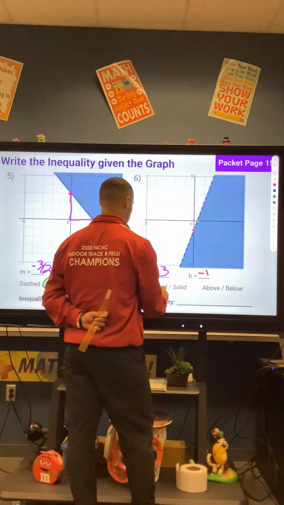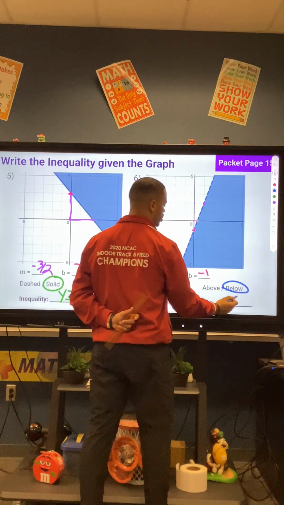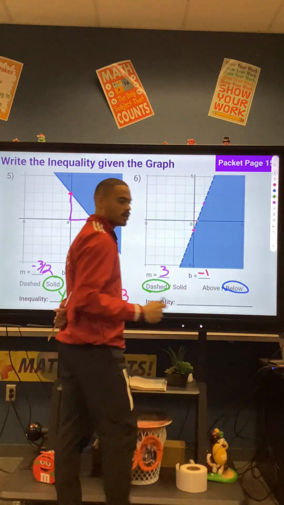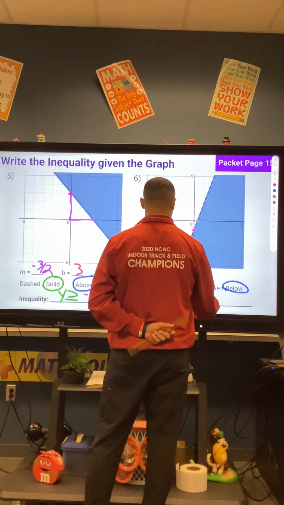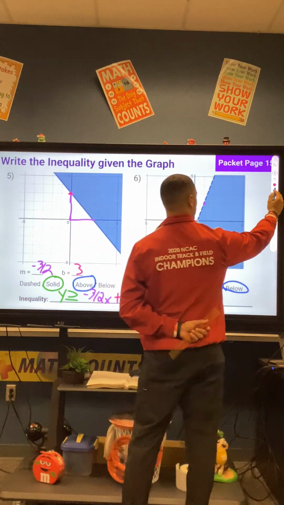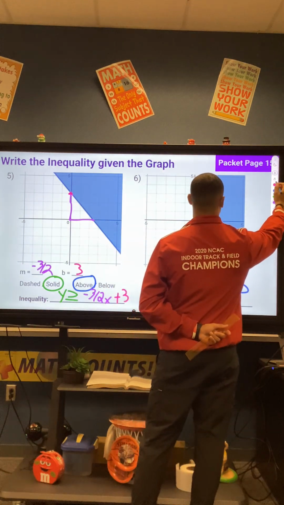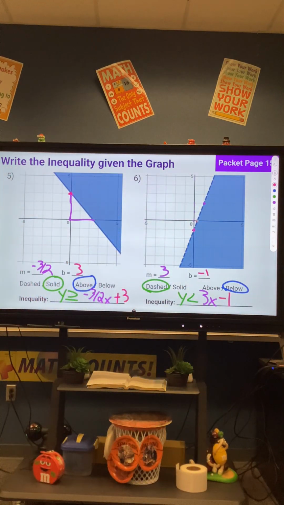I have a dashed line, and my shading is below my B value of -1. So my inequality for this line is going to be y is less than my M value, which is 3x, minus 1, which is my B value. So my inequality for that graph is y is less than 3x minus 1.